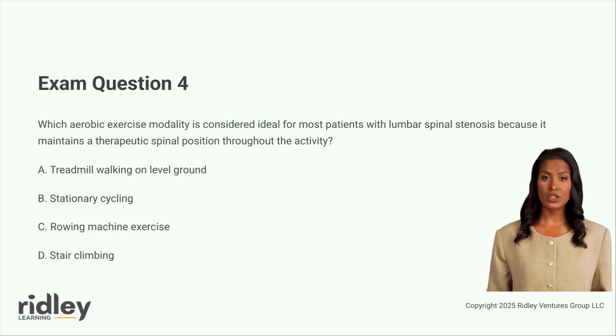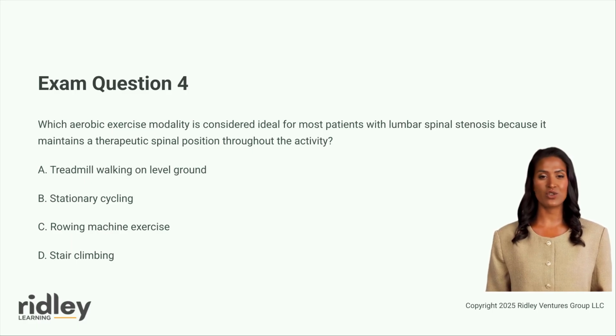Question 4. Which aerobic exercise modality is considered ideal for most patients with lumbar spinal stenosis because it maintains a therapeutic spinal position throughout the activity? The correct answer is B, stationary cycling. Rationale: Stationary cycling places patients in a seated, forward-flexed position that naturally maintains lumbar flexion throughout the exercise session. This spinal position is therapeutic for stenosis patients because lumbar flexion increases the cross-sectional area of the spinal canal, reducing compression on neural structures. The clinical significance of this is profound.